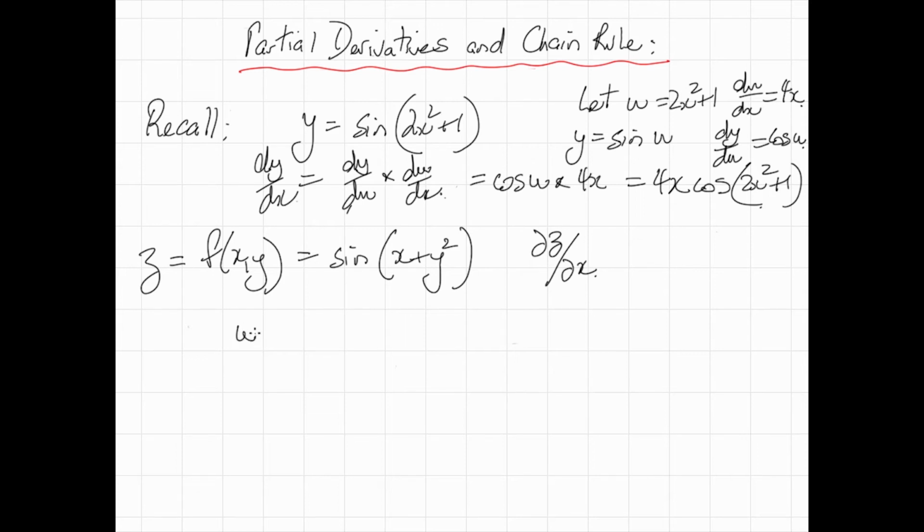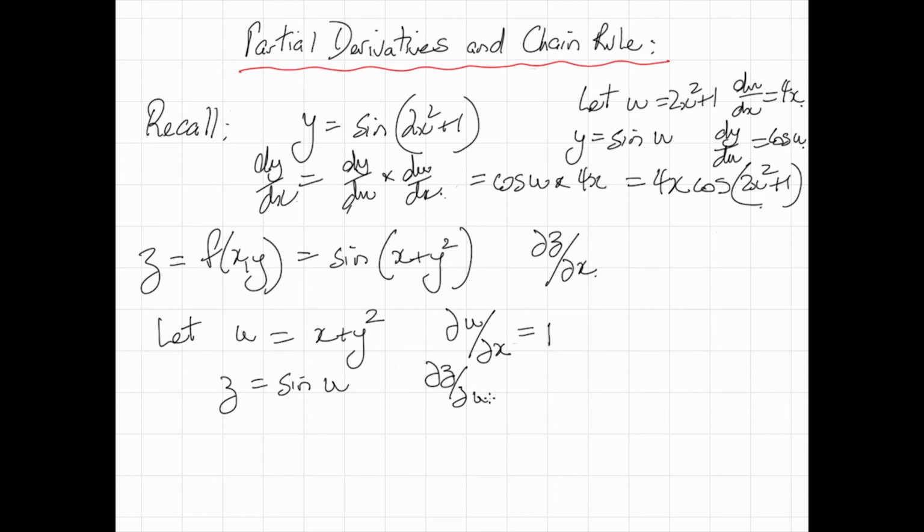So we'll let u equal the bracket, x plus y squared. So partial du, and we want with respect to x, is equal to, partial derivative with respect to x means that y is constant, and the derivative of x with respect to x is just equal to 1. And so we've got z equals sine of u. So the partial derivative of z with respect to u is equal to cos u.